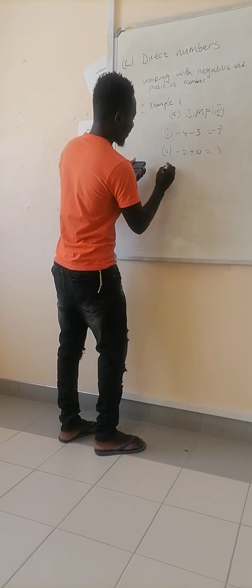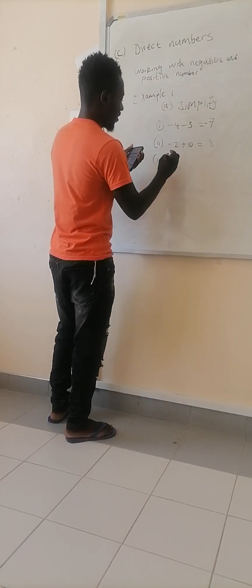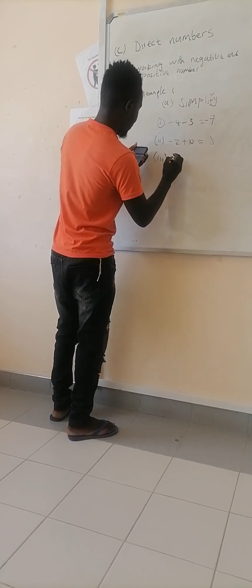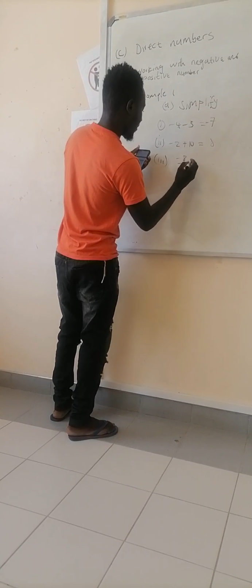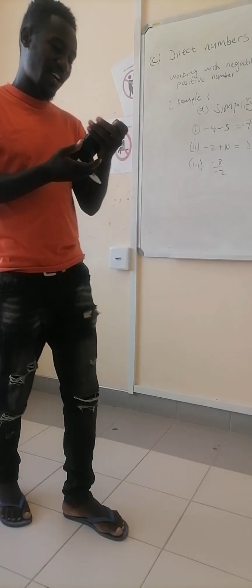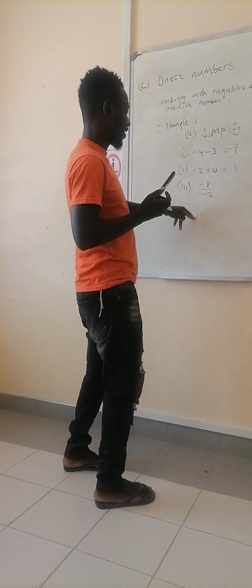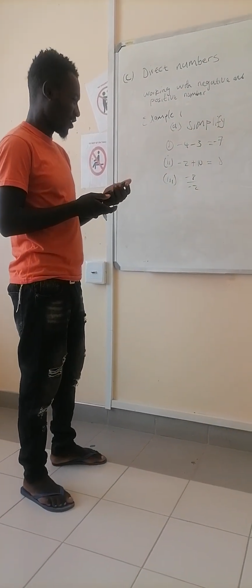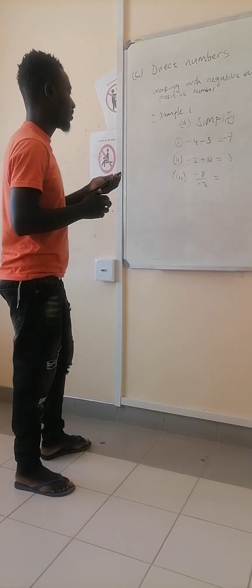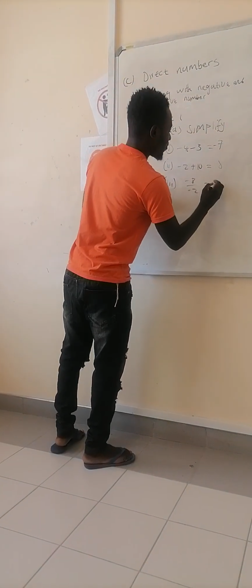Example 3 deals with negatives and multiplication. So let me give you, for division, negative 8 divided by negative 2. When it comes to division and multiplication, the signs change. If you have two negative signs, it will become a positive when you divide. So negative 8 divided by negative 2 will change into a positive answer. So we'll have positive 4.